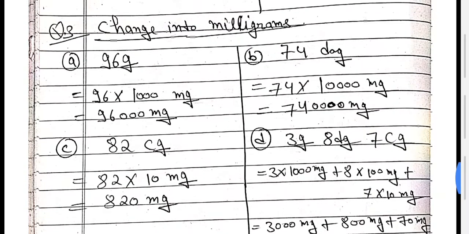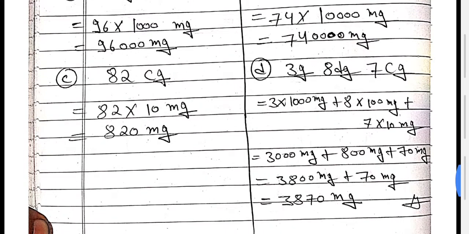Okay. If you want to match this answer with your answer sheet, it does not match because by mistake the answer is wrong, or you can change the question. So according to this question, the answer is only this one. So don't be confused about the answer.